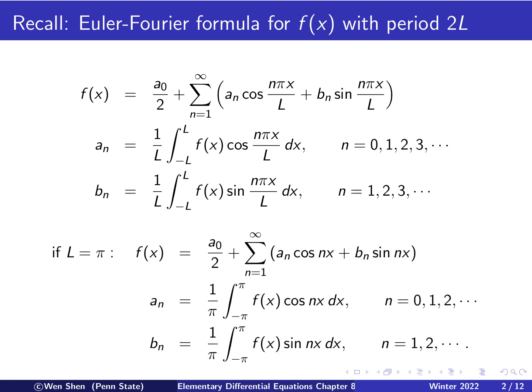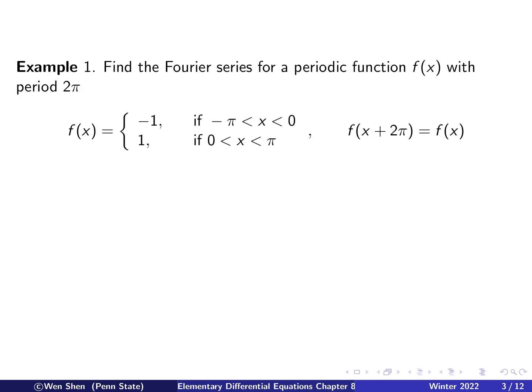And if the period shall be 2 pi, that is, if L equals pi, then the expression is a bit simpler. The term pi over L equals 1, so it's shorter. Then you change all the L into pi, with nx in the sine and the cosine function. Okay, so in this video, we will take our very first example to find the Fourier series.